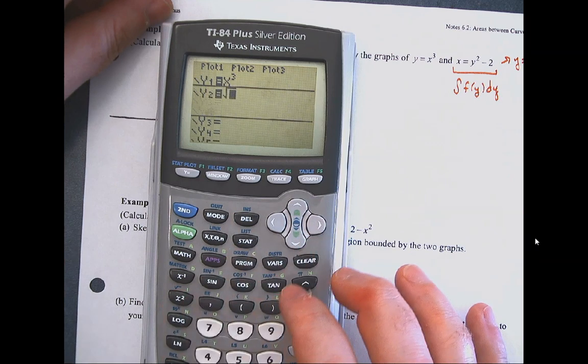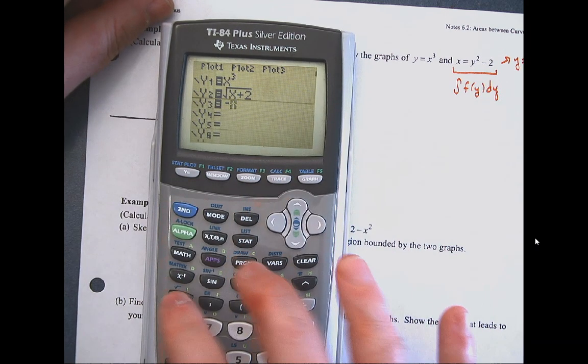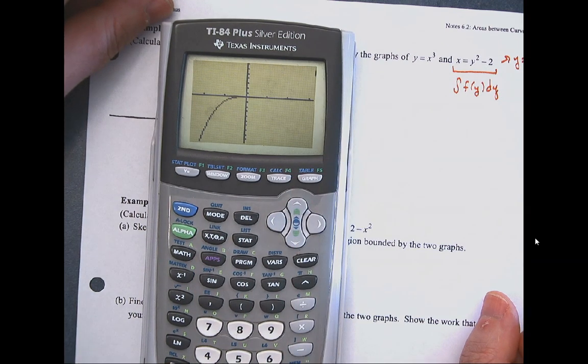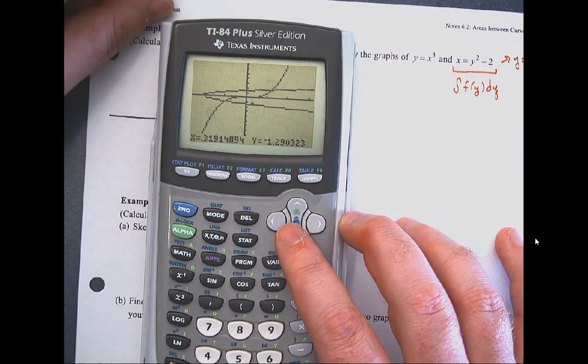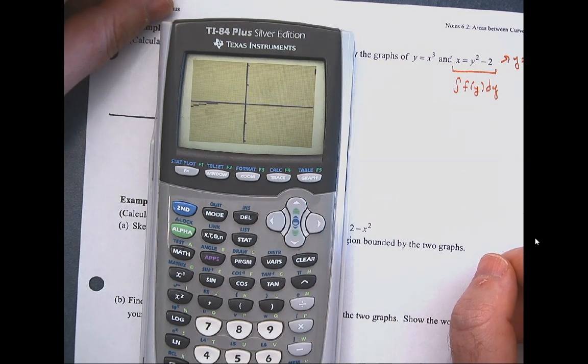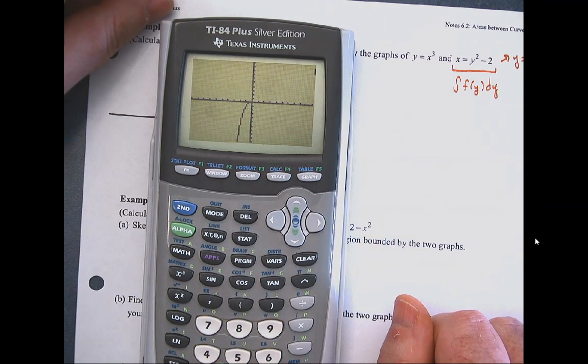So I want to do the square root of x plus 2, and then the negative square root of x plus 2. I should have done a zoom 6 first. Never mind. I'm going to zoom in, try to just zoom into the middle, and see if it breaks it down better. I don't think it did. I think it made it worse. I'm going to do a zoom 6 to get me back to my standard window.